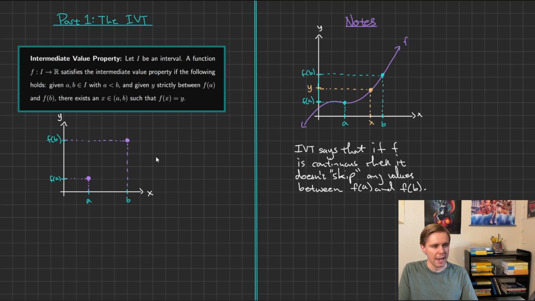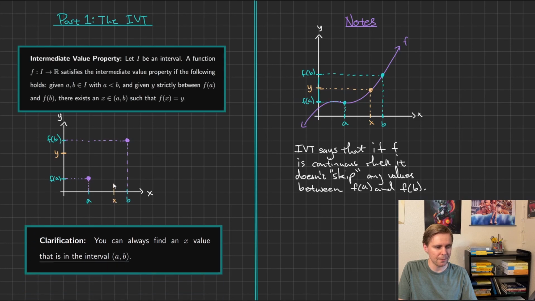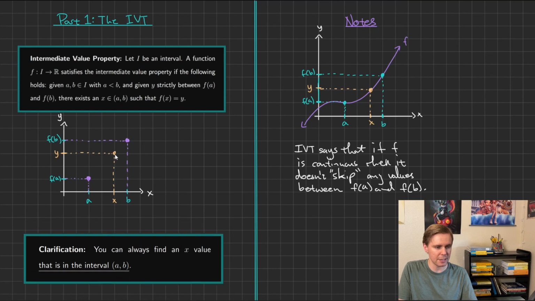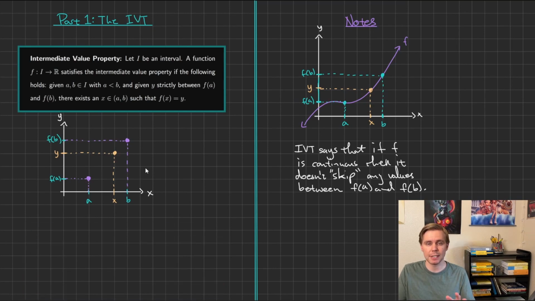Okay. And we say that this function, whatever it is, has the intermediate value property if for any y that you pick in here, you can always find an x value such that f of x is equal to y. And in order for the function to satisfy the intermediate value property, this has to be the case for any a and b that you pick, like this, and for any y that you pick.